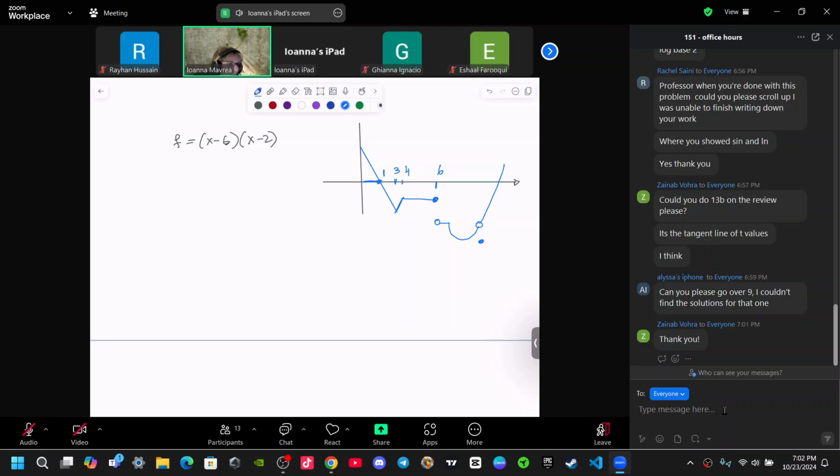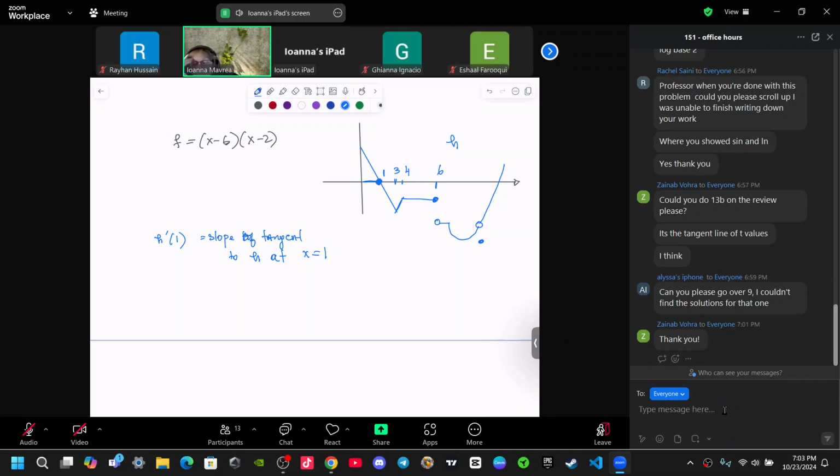Okay, so they're asking you, the first question is find the derivative of h at 1. So this is h. The derivative is the slope of the tangent line to the graph of h at x equals 1. So here, what's the slope there?